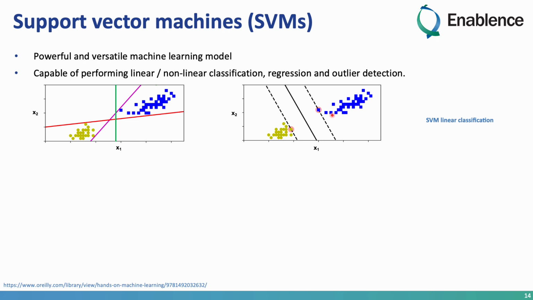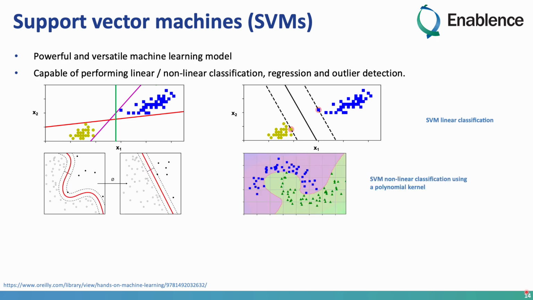These instances are called support vectors and hence support vector machine. Now, of course, some data sets are not linearly separable, but SVM can also efficiently perform nonlinear classification. So here the approach is similar to polynomial regression, where we handle a nonlinear data set by adding polynomial features, which in some cases can result in a linearly separable data set.